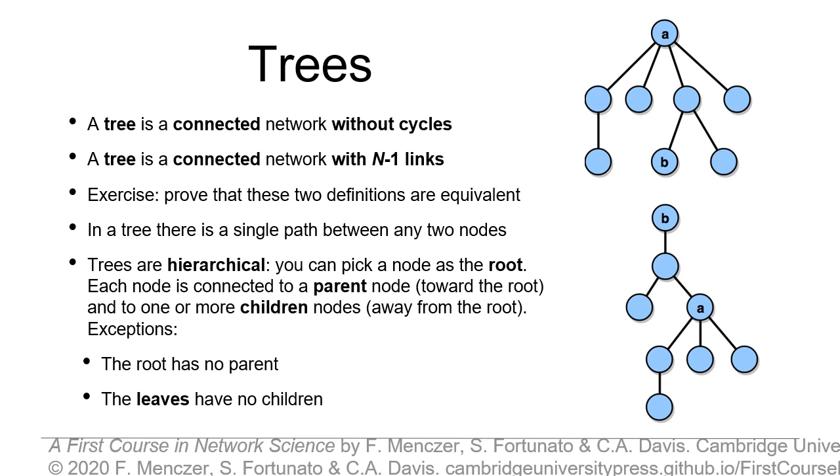A tree is called hierarchical. You can pick a node as a root node. For example, B is the root node. Then each node is connected to a parent node. The root node is a parent node. Then this is a child node, and this is a child node. However, this is a parent node. So the root has no parent, and leaves mean termination, like this one. They have no children. So this is called a tree.